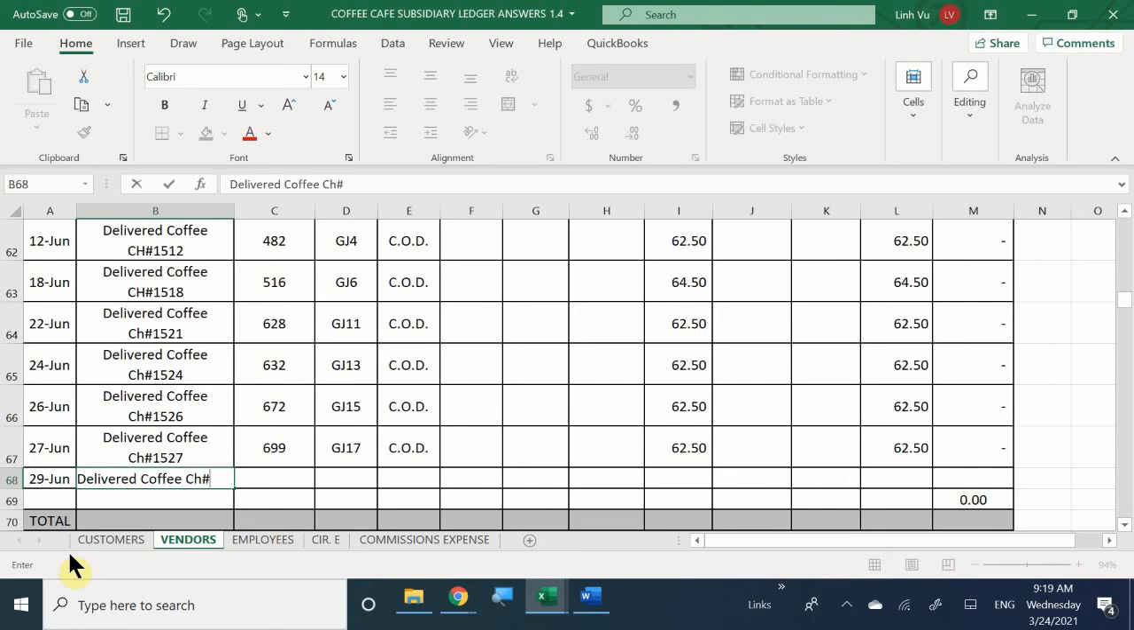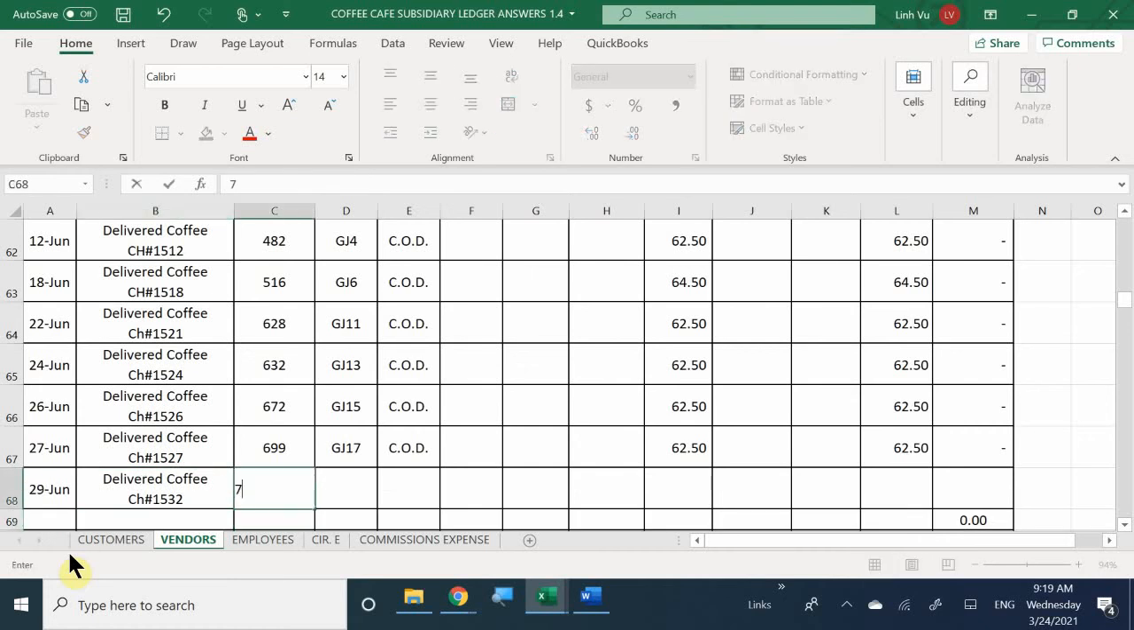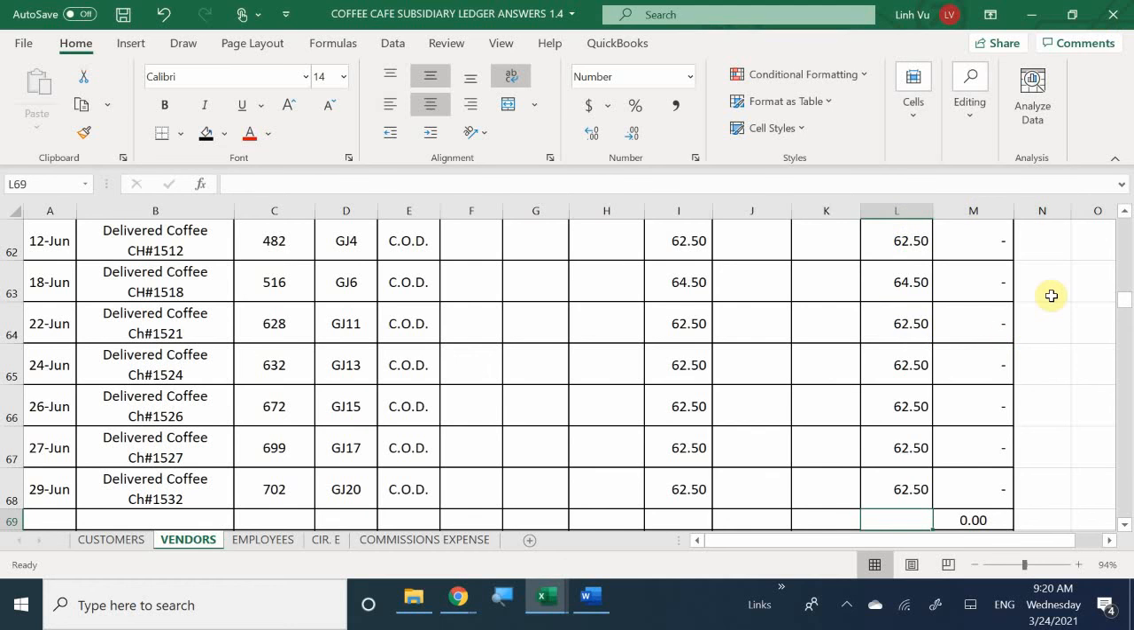Check number 1532. All right, 702 is the invoice number. General Journal number 20. And once again, it is a COD. So the invoice was for $62.50 and we made a payment for the $62.50, so we should owe $0. All right. So now what is next?